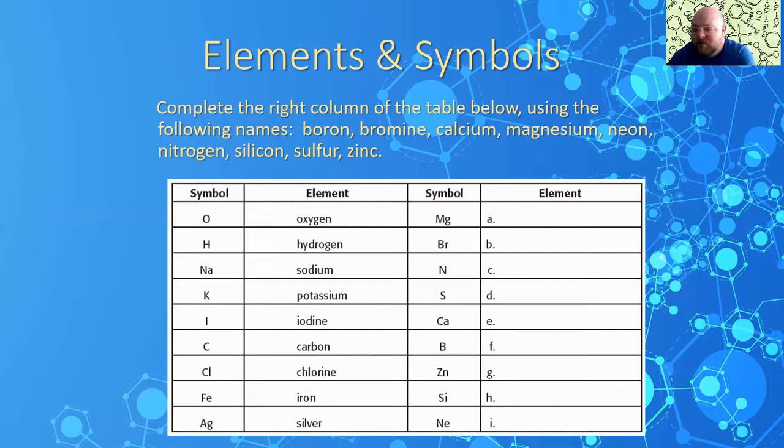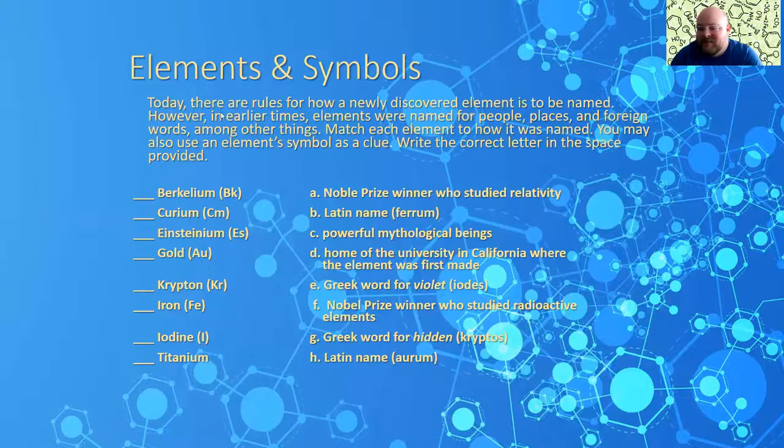Okay, hopefully you were able to figure those out, but Mg is magnesium, Br is bromine, N is nitrogen, S is sulfur, Ca is calcium, B is boron, Zn is zinc, Si is silicon, Ne is neon. So those are some pretty straightforward ones. Now let's take a second here. Now we got some of those weird ones where the names do not make a whole lot of sense. How about push pause for a minute and see if you can figure some of these out? So push pause and figure them out, and we'll get back together in a second.